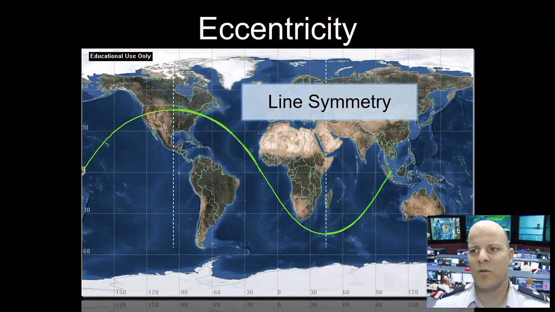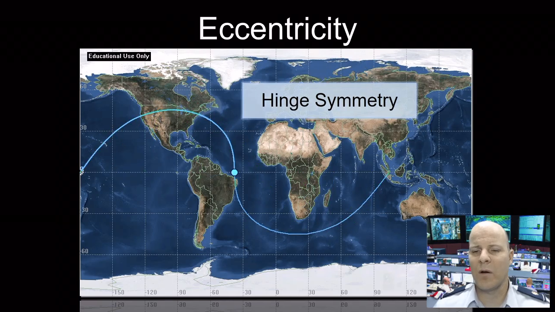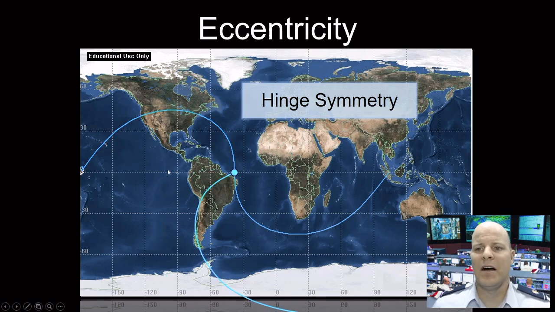Hinge symmetry would be if we were able to take our orbit and divide it into two even pieces. And right here at the equator, if we could swing one half of our orbit and it can lay perfectly on the other, we'll say it's hinge symmetric.